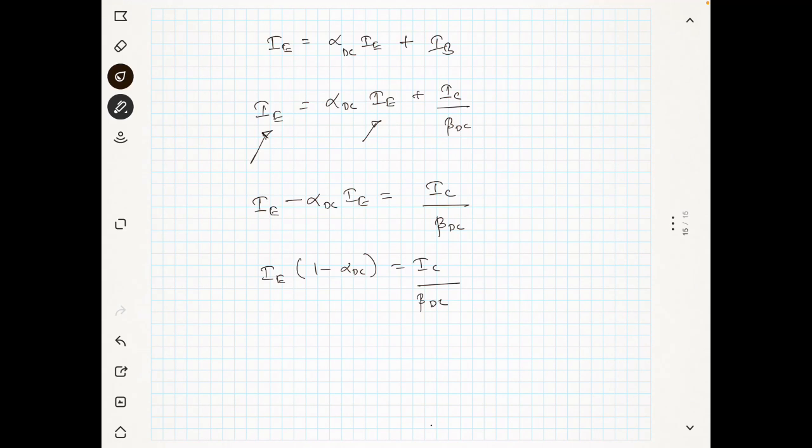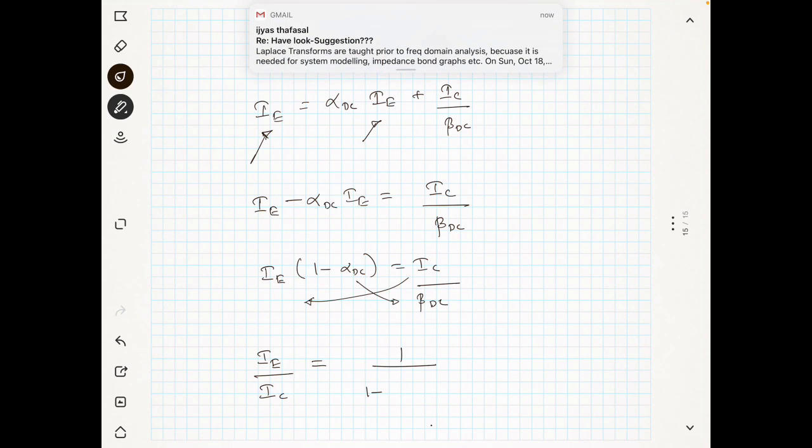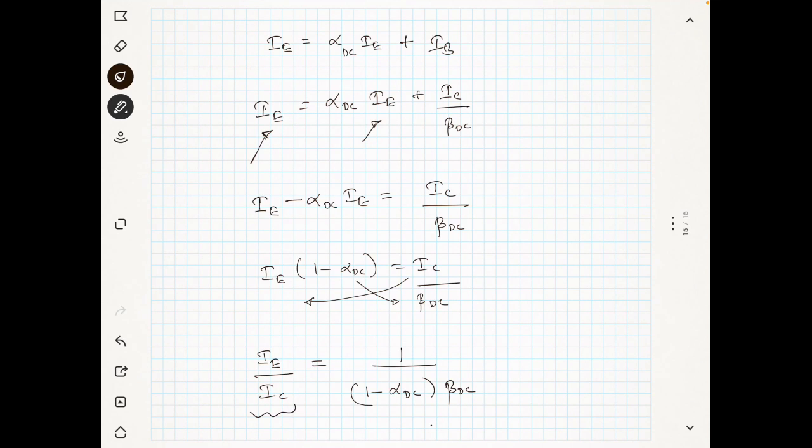So what is this thing? Now you can say IE by IC is equal to 1 by 1 minus alpha DC, moving this to the right side, into beta DC. But you know that IE over IC is nothing but 1 over alpha, because alpha DC is equal to IC by IE.